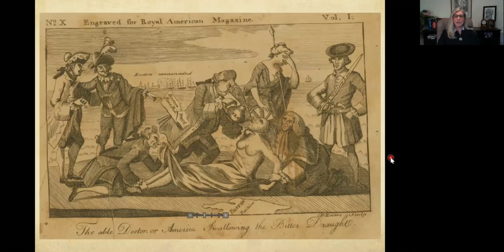Okay, so then this is another important cartoon. So you've got Boston cannonaded, meaning that they're being shot upon. You've got the able doctor, or America, swallowing the bitter draught. And so it's the T. And so this is supposedly Miss America over here who is being forced, and then Lady Liberty is watching this. And you know, it's just a terrible scene where the British are violating Americans, okay?